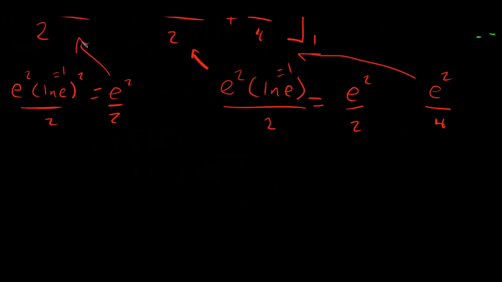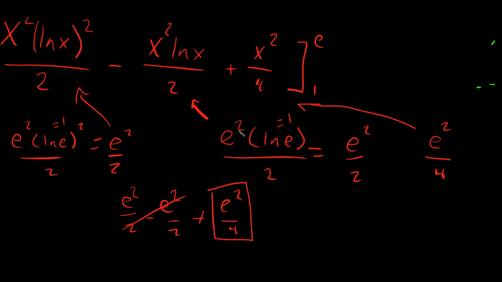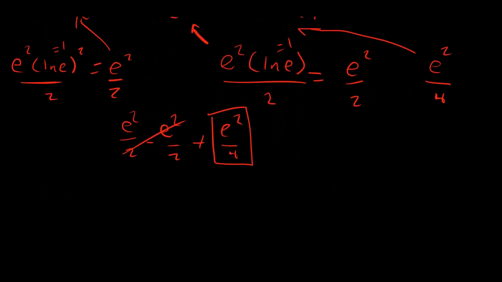If we plug back in these values into the signs up here that they each had, we're going to be left with e squared over 2 minus e squared over 2 plus e squared over 4. So these will cancel, and this is our answer for this side of the boundary.